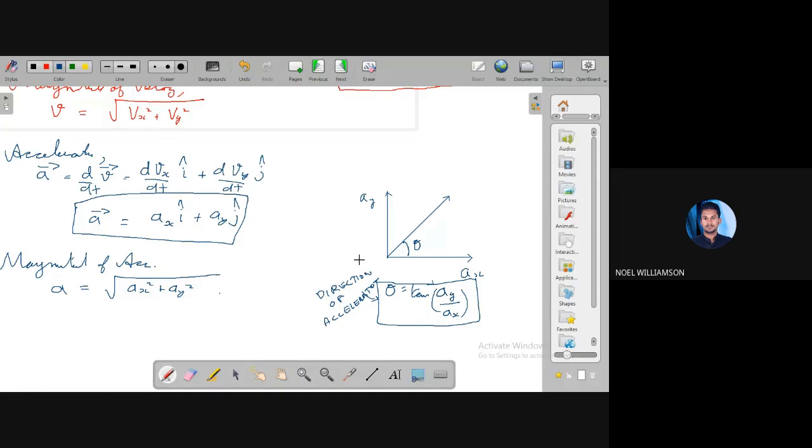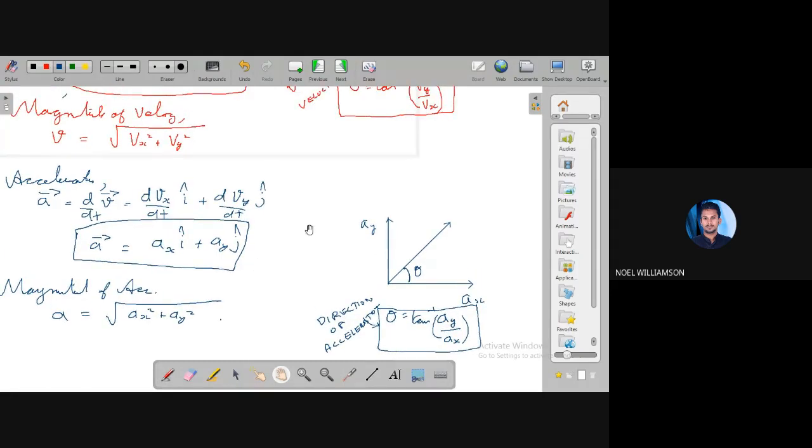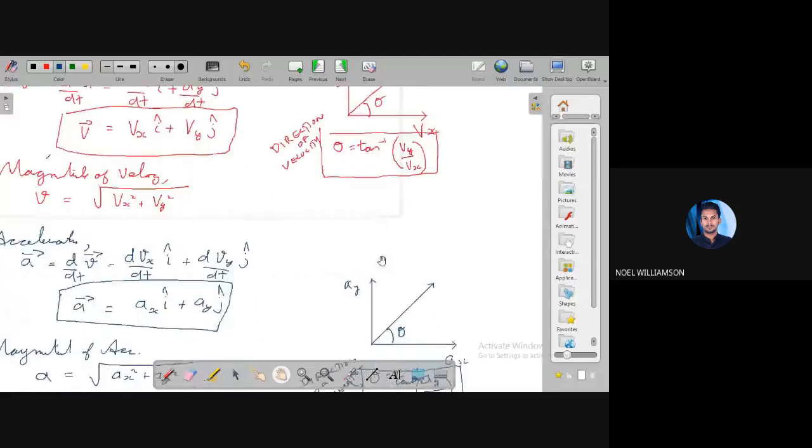So please note these things also. The relations, and for everything, that is displacement, velocity and acceleration, what is the vector notation, what is the magnitude, how we will get the magnitude, and then how we will get the direction. Okay, fine. I think you have completed over here.